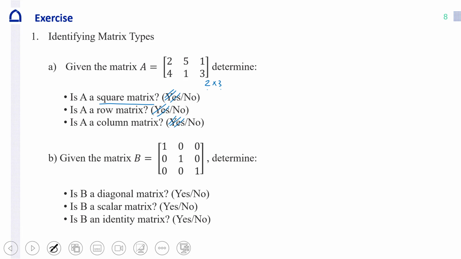Given a matrix B, is B a diagonal matrix? Yes, the main diagonal elements are non-zero and the rest is 0. Is B a scalar matrix? Yes, because the 1 is a constant here. Is B an identity matrix? Yes, because it has 1.